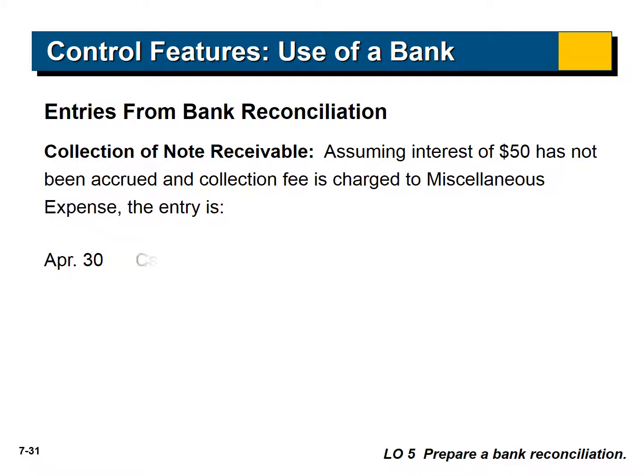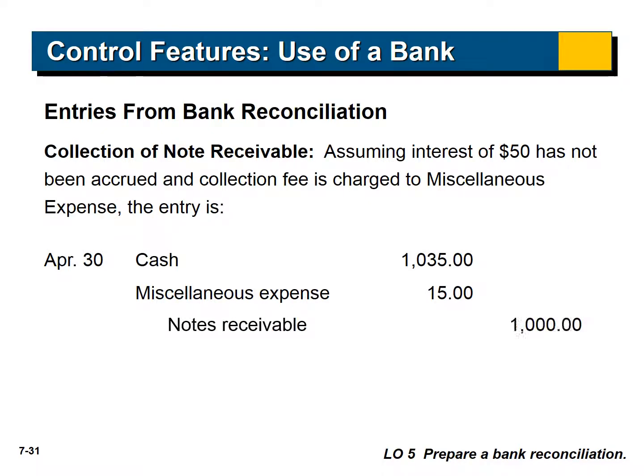So here are the adjusting entries. To record the collection of the note, we debit cash. And to record the expense, which would be like the service charge, and the collection of the note and the interest revenue on the note.